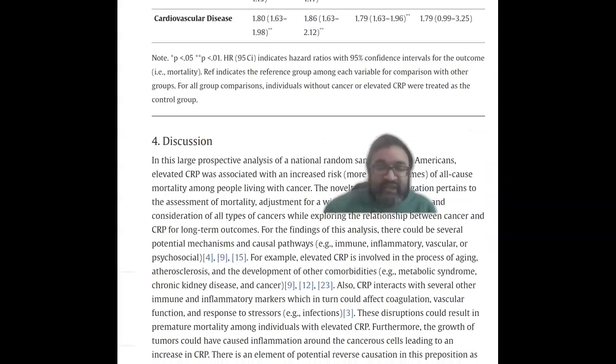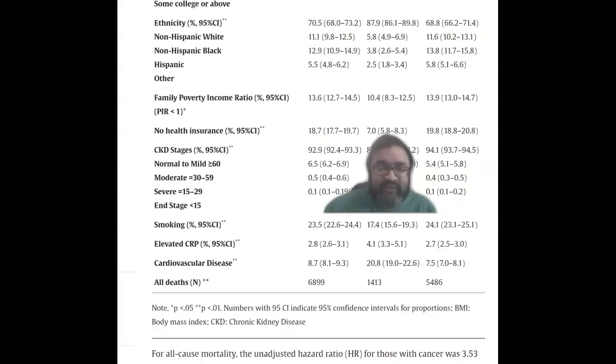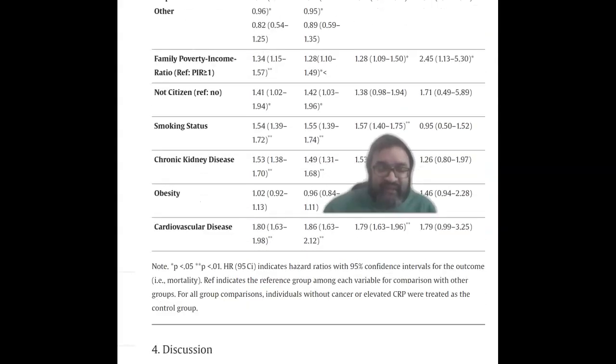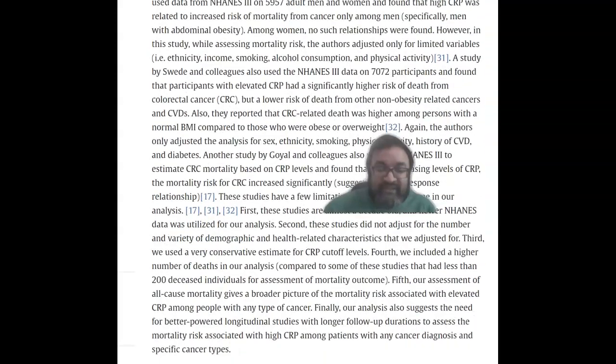And then you describe, basically you describe this in the results section, what you have found in the tables. And then finally, you get to the discussion, and there have been some investigations and causal pathways that have demonstrated that there's a significant association between elevated C-reactive protein as a potential process of aging, even atherosclerosis and other comorbidities. So that basically concludes it.